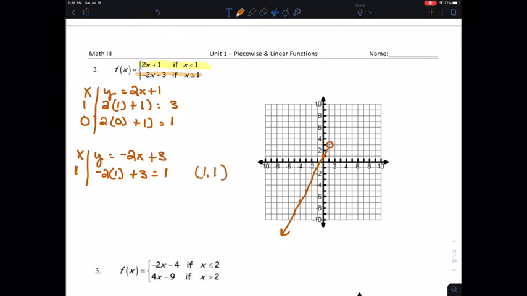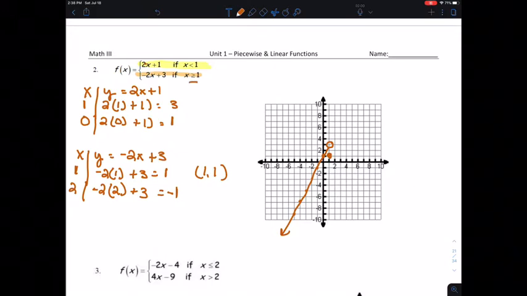If I just wanted to grab another point that's greater than 1, let's try 2. I have -2 times 2 plus 3. That's -4. And so -4 plus 3 is -1. So I'm going to start at 1, 1.